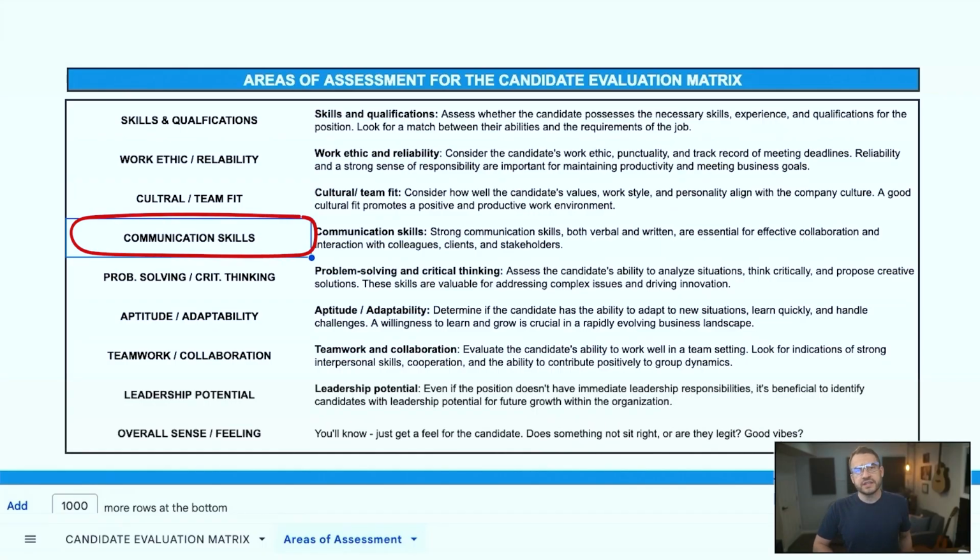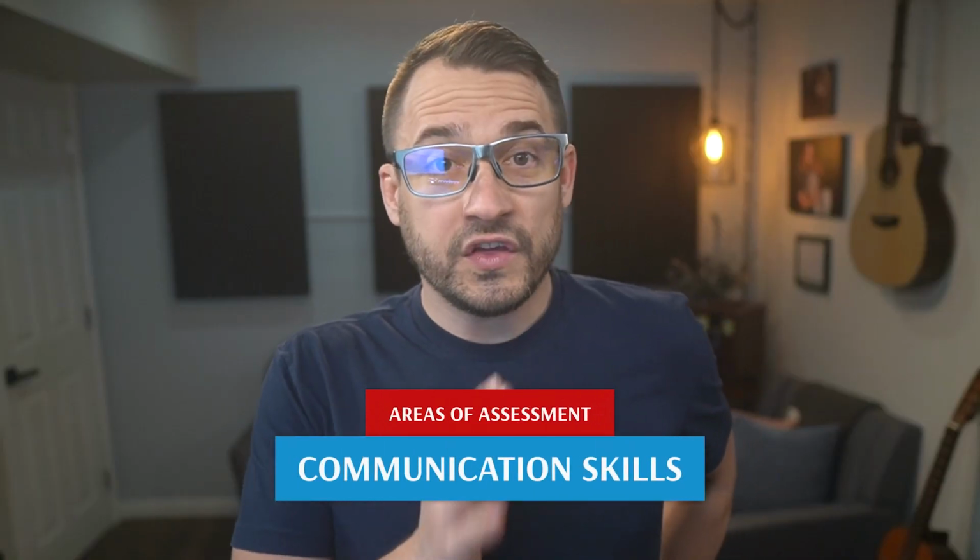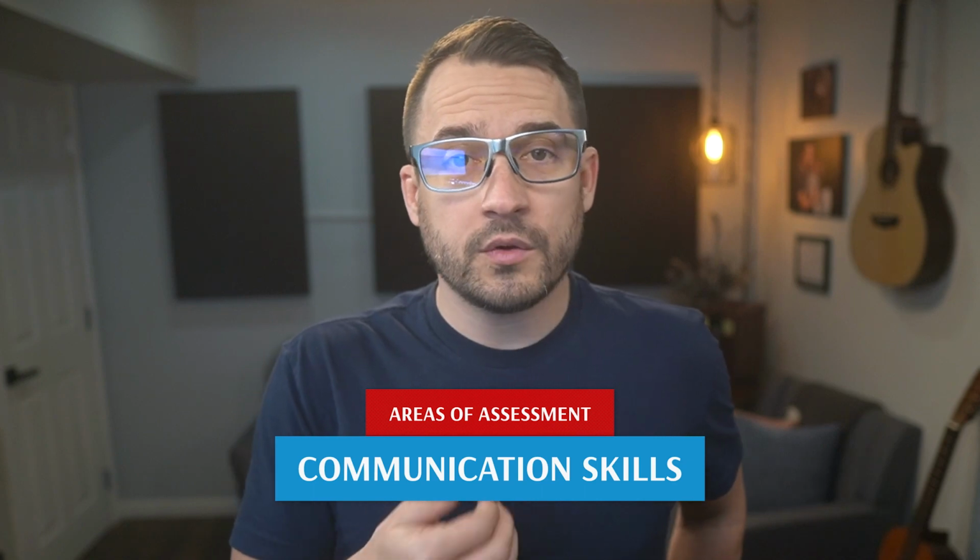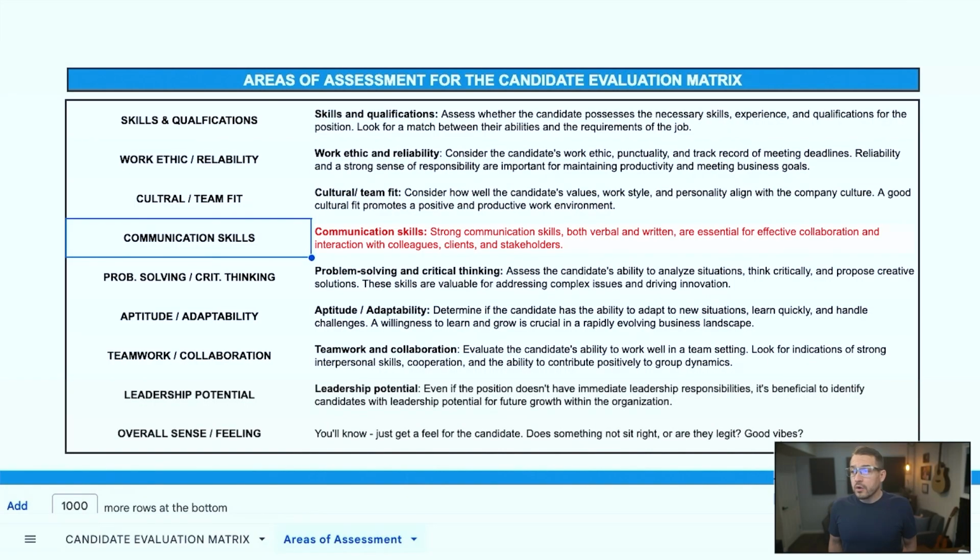So communication skills is super important, not just how they're communicating with you in the interview and how they'll communicate with you in the role and in their job, but depending on the job that you're actually hiring them for, that's going to weigh heavily on how they can communicate, whether they have good English speaking skills or whether that's even a concern for you in the particular role. So strong communication skills, both verbal and written.